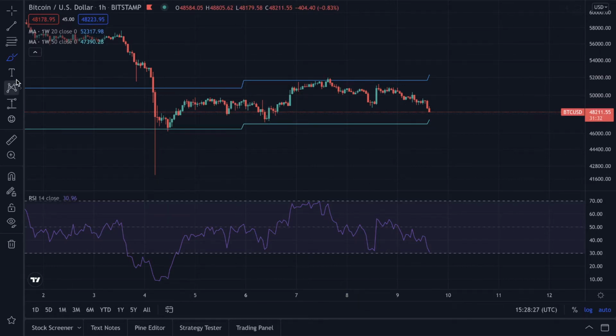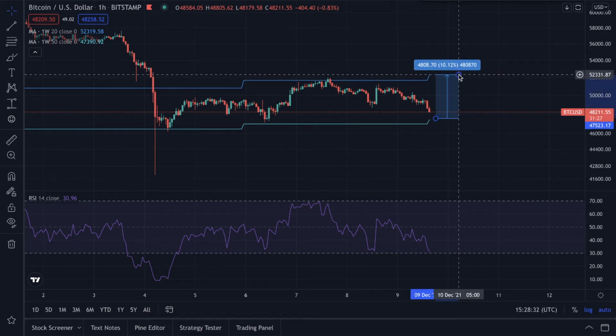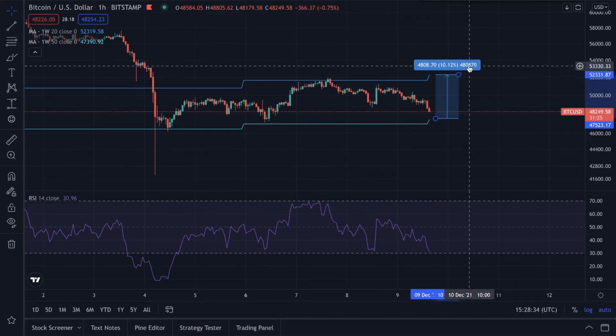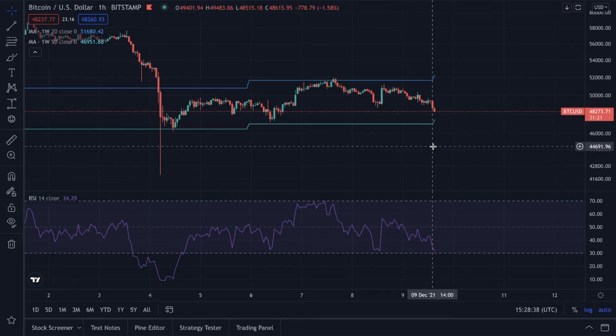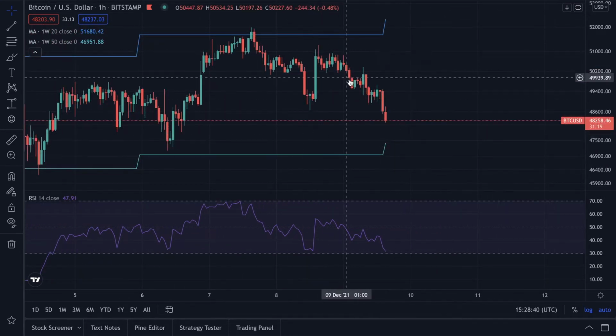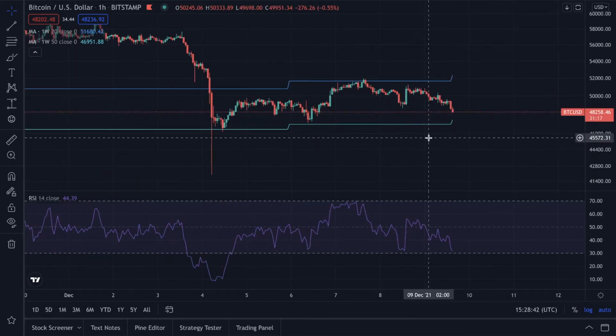The 20-week and the 50-week are very close together. Right now, it's about a $4,800 difference between the two moving averages at this hour. So you can see that we are trending down towards the 50-week.